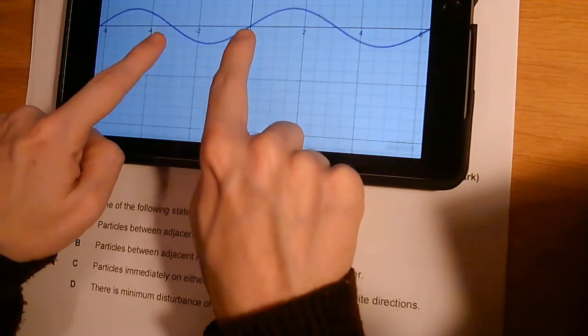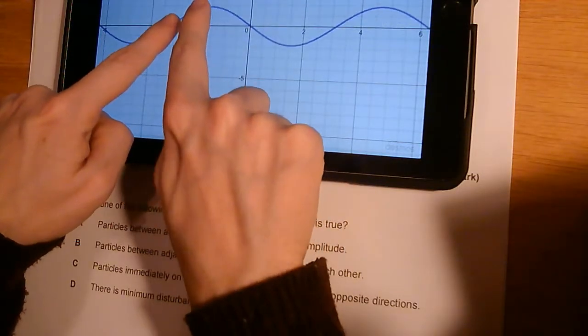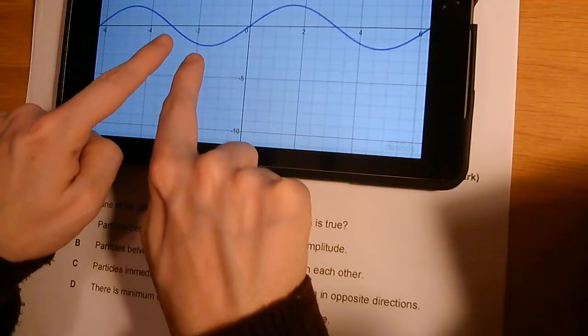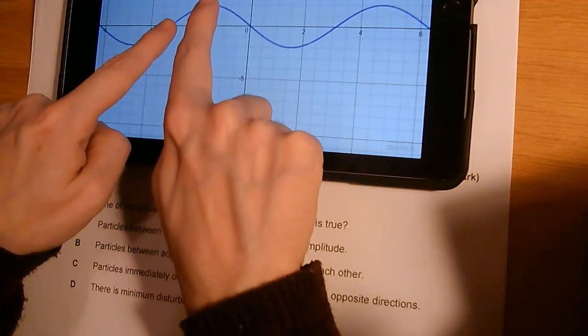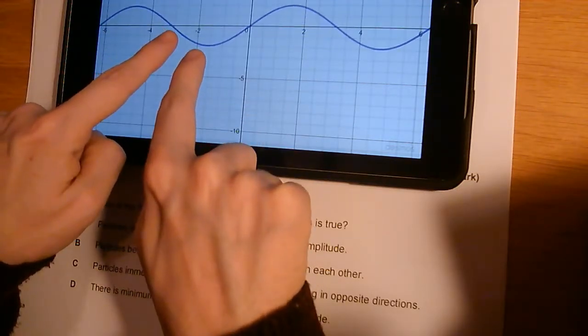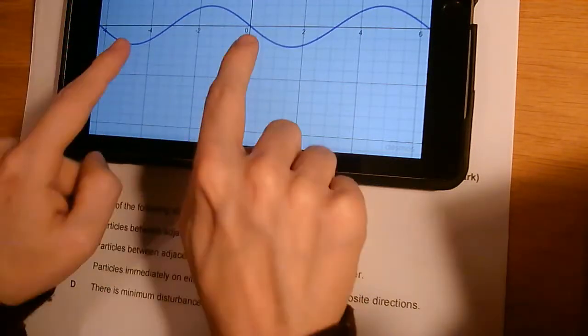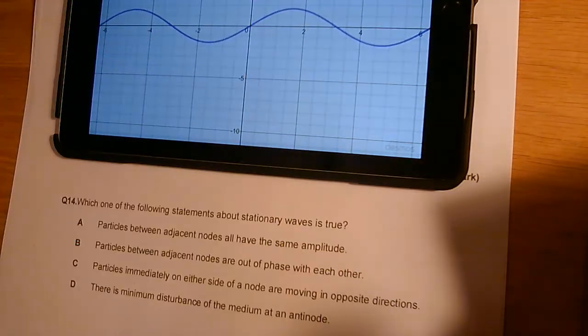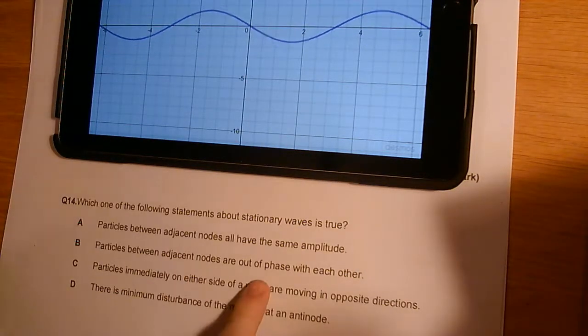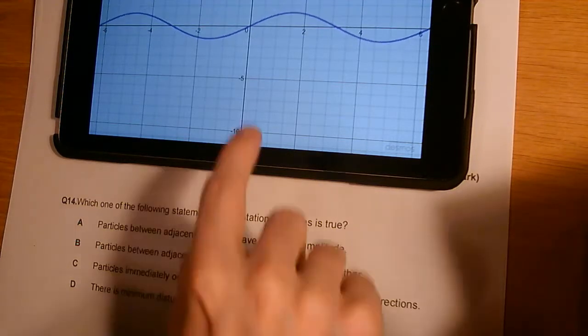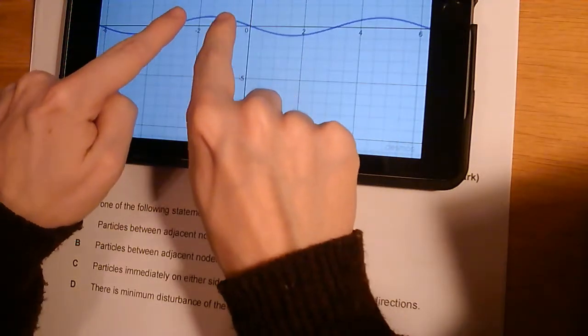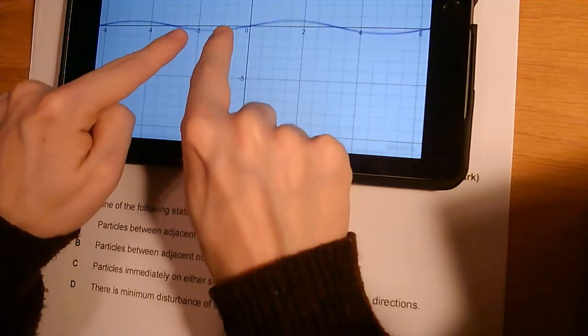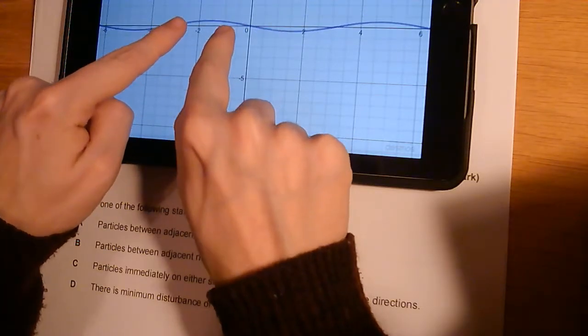Here are two nodes, and these two parts clearly don't have the same amplitude. This one here on my right is moving a lot further than the one on my left, even though they are between adjacent nodes. Here are your adjacent nodes. So A can't be true. Particles between adjacent nodes are out of phase with each other. Well, again, here are my adjacent nodes, and they're both moving down at the same time and up at the same time. So they're in phase.